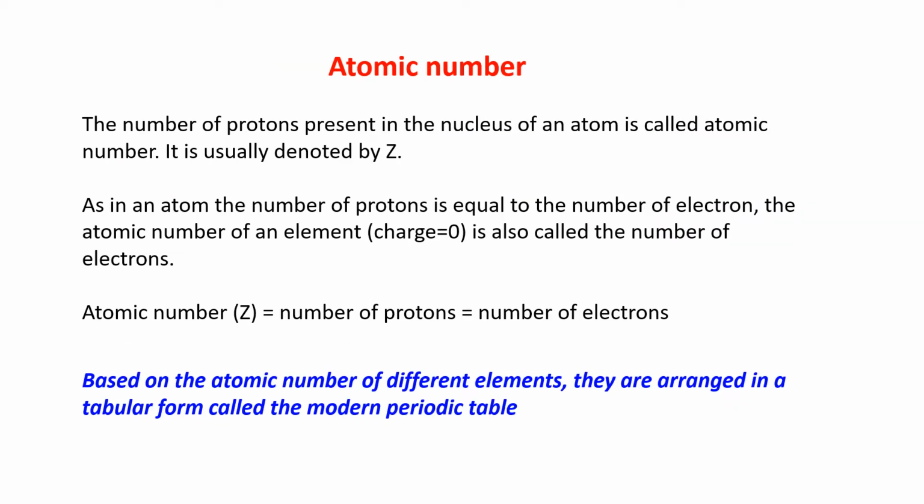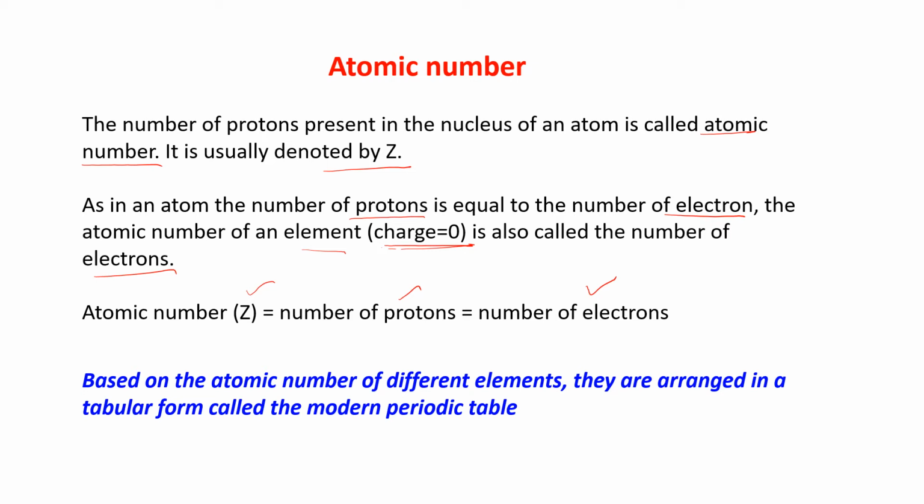Now, atomic number. The number of protons present in the nucleus of an atom is called atomic number. This is usually denoted by Z. As in an atom, the number of protons is equal to the number of electrons, the atomic number of an element with charge 0 is also the number of electrons. Now, atomic number Z equals number of protons equals number of electrons.